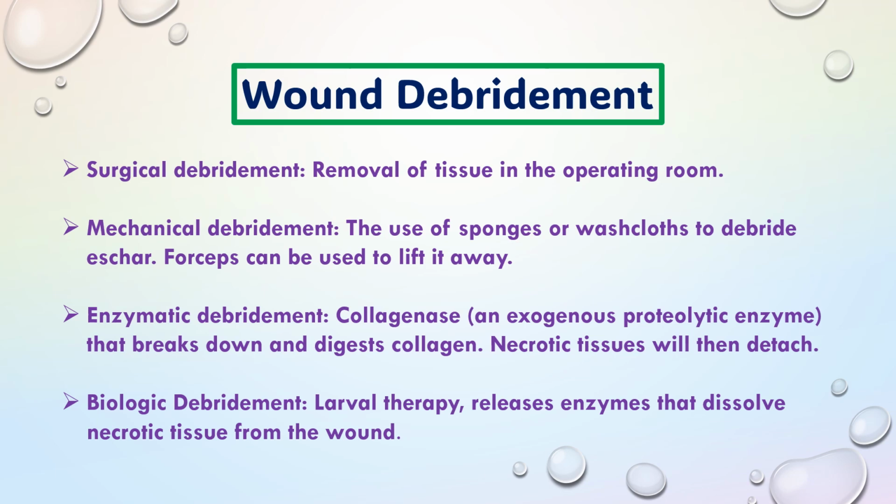There are also different types of wound debridement to consider. One is surgical debridement. This is removal of tissue in the operating room. Another is mechanical debridement. It's the use of sponges or washcloths to debride eschar. Forceps and scissors can be used to remove and lift away tissue. There's also enzymatic debridement. Collagenase, which is an exogenous proteolytic enzyme, breaks down and digests collagen. Necrotic tissue will then detach. And there's biological debridement, which is larval therapy. These release enzymes that dissolve necrotic tissue from the wound.